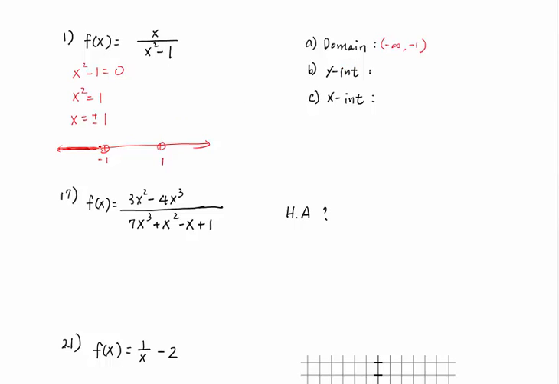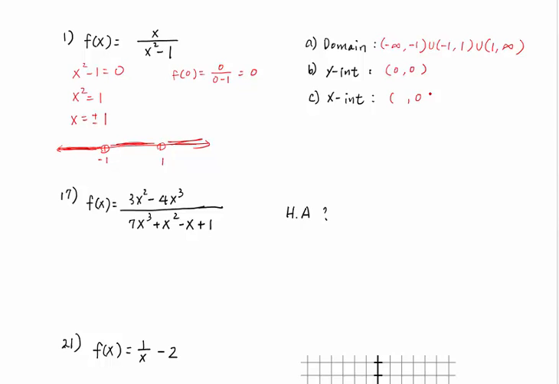Parentheses. It would be brackets if it includes -1. And then this segment is -1 to positive 1. And then this segment here is 1 to infinity. Next, you are asked for Y-intercept. Y-intercept, you just plug in 0 for x. So when you plug in 0 for x, you get 0. So Y-intercept is (0, 0).